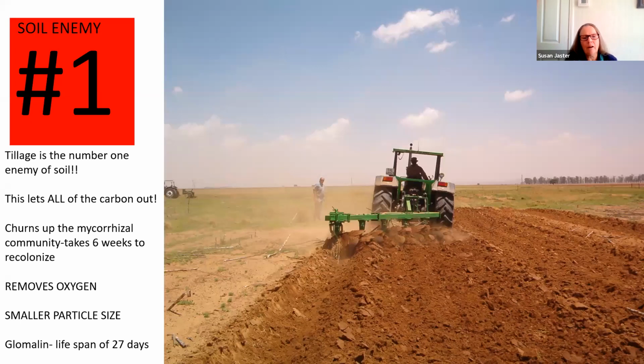Tilling is our #1 enemy for soil. Tilling is the #1 enemy of soil, and this lets all the carbon out of the soil. That's what we're trying to sequester. We're trying to keep the carbon in the soil, and carbon is a movable thing. In other words, it changes and fluctuates as time goes on and from season to season. So it's not always going to be the same. So we want to keep as much of it in the soil as we can.